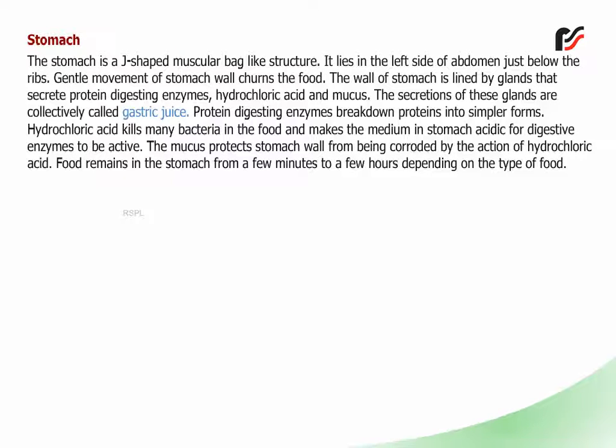The wall of the stomach is lined by glands that secrete protein-digesting enzymes, hydrochloric acid, and mucus. The secretions of these glands are collectively called gastric juice. Protein-digesting enzymes break down proteins into simpler forms.